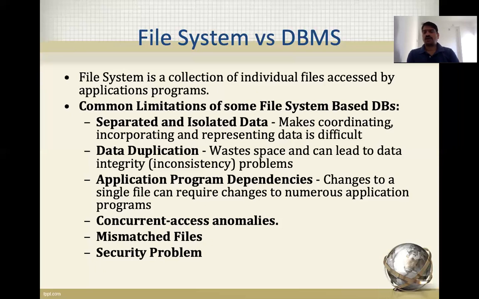Concurrent access anomalies. There are some anomalies, and one of the anomalies is concurrent access. Let's say I want to access two files concurrently. It is very difficult to access two files concurrently. That is a problem.